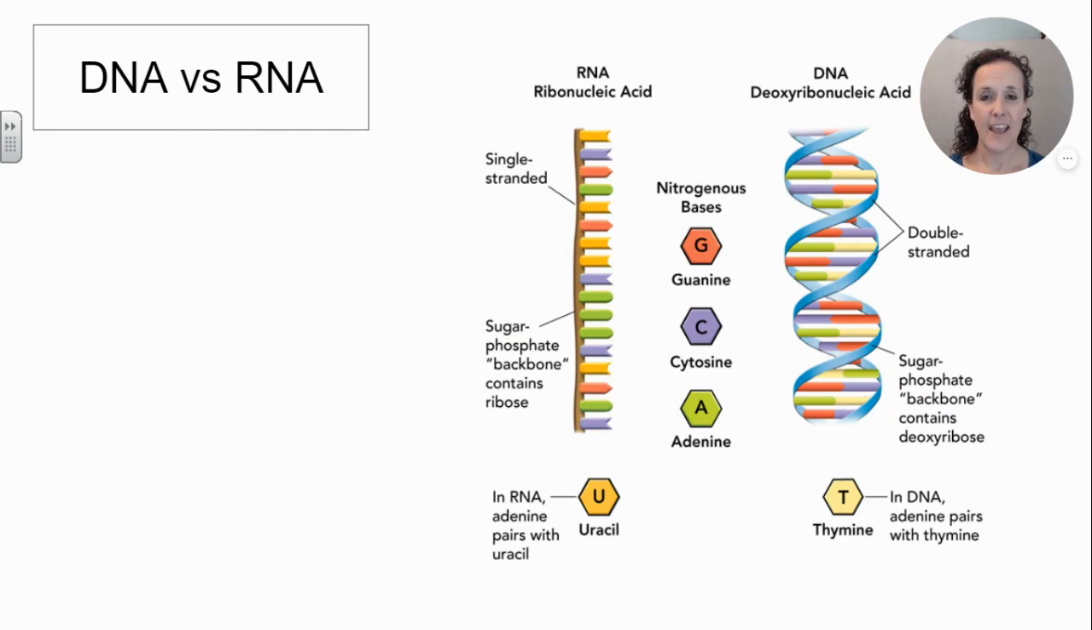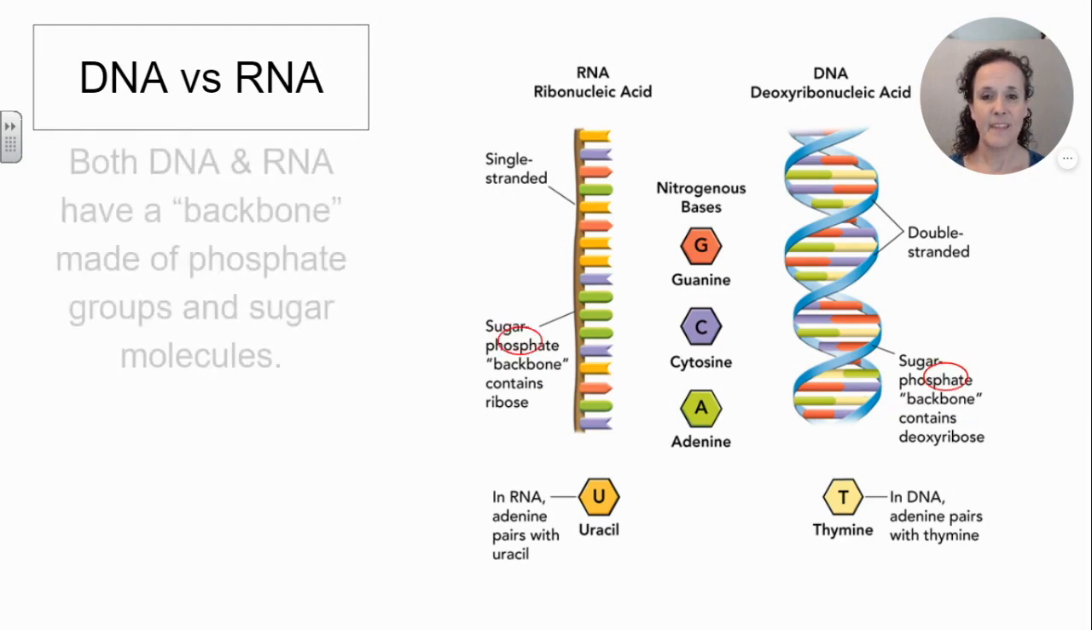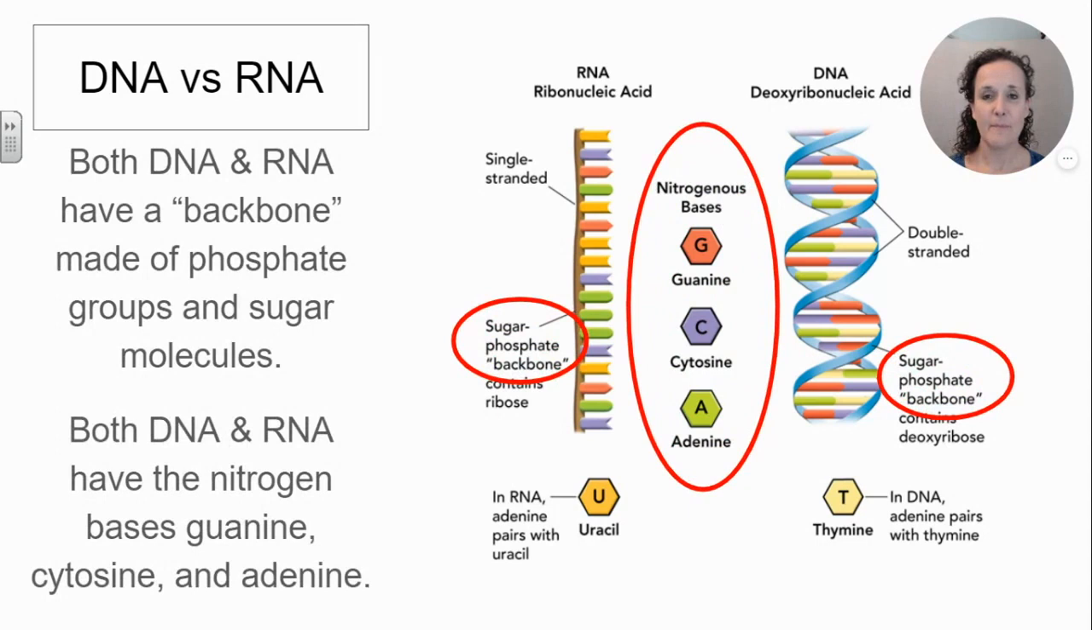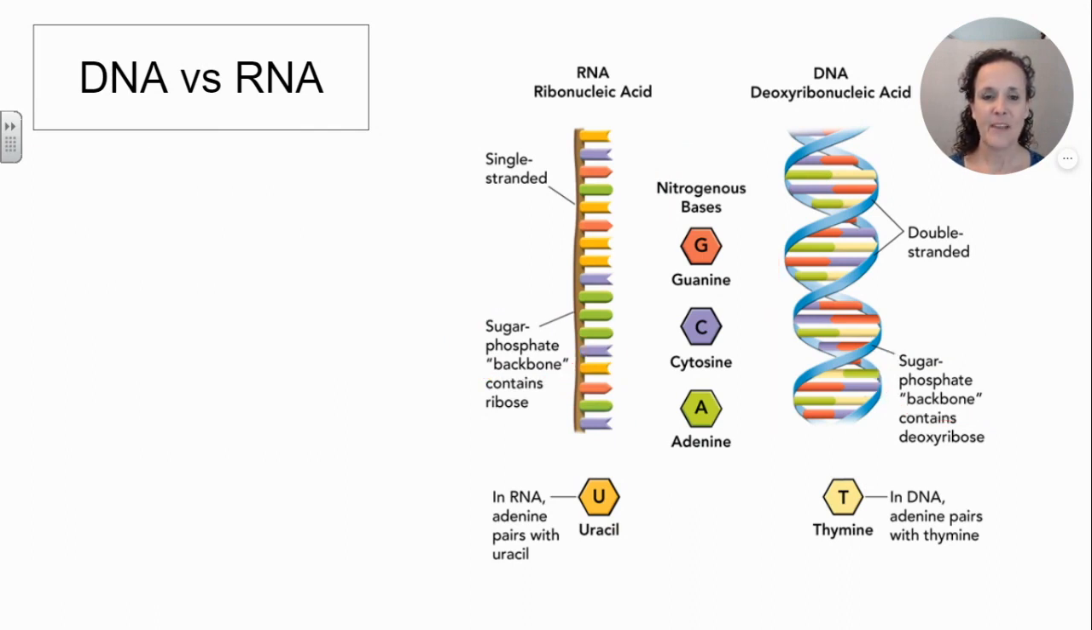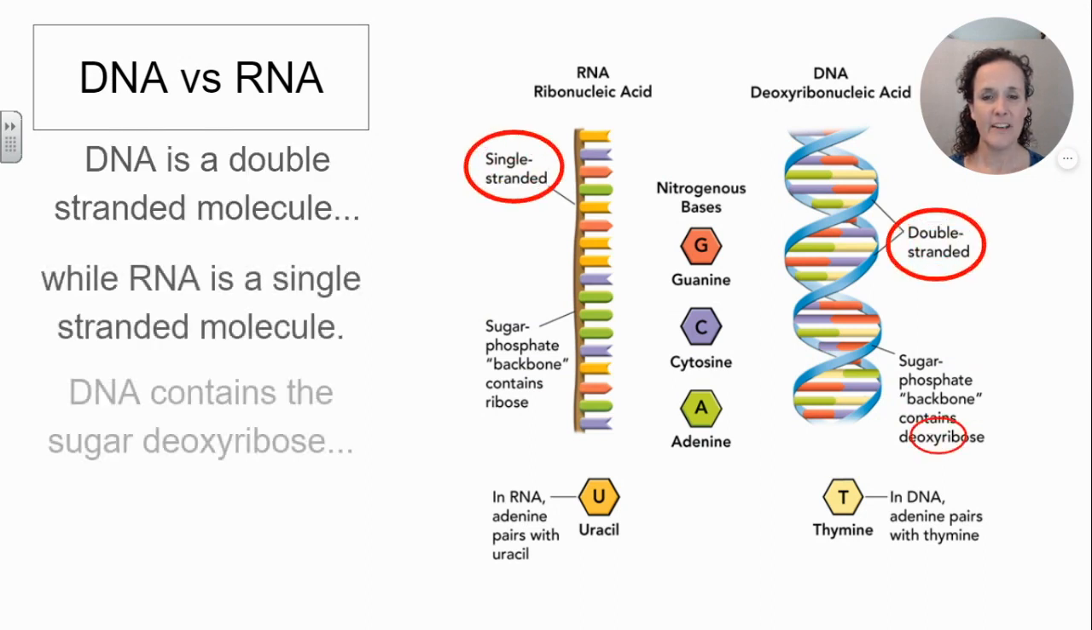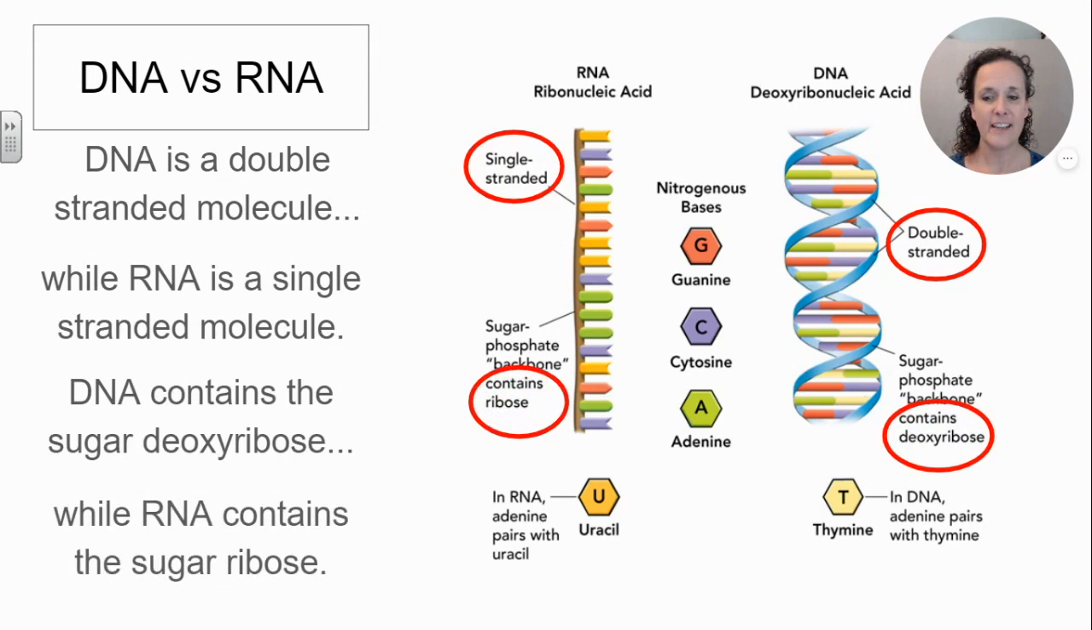DNA and RNA have some similarities. They both have sugar phosphate backbones, and they both contain the nitrogen bases guanine, cytosine, and adenine: C, G, and A. But they also have some differences. DNA is double-stranded, while RNA is single-stranded. DNA contains the sugar deoxyribose, while RNA contains the sugar ribose.